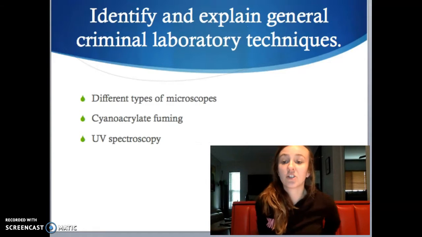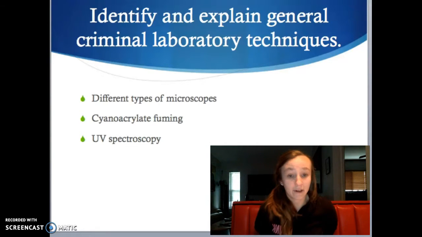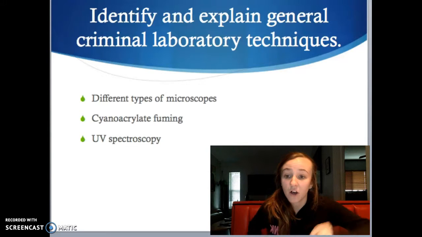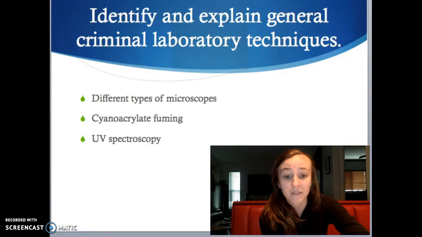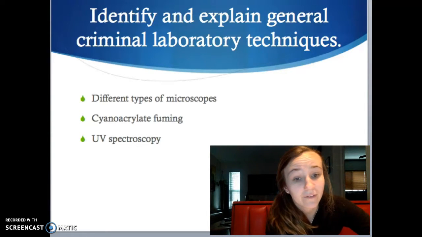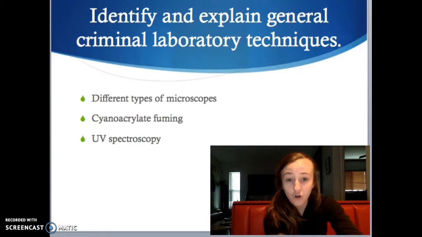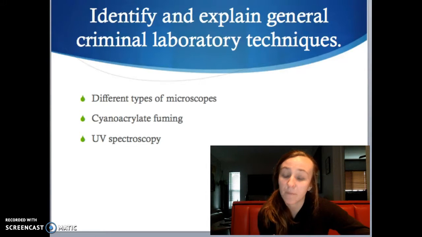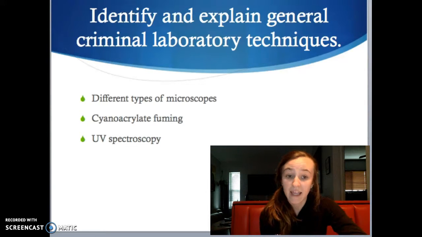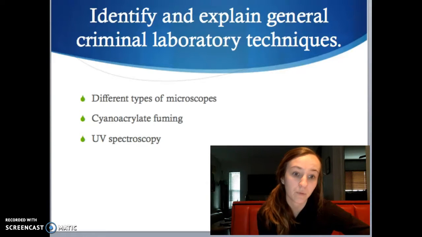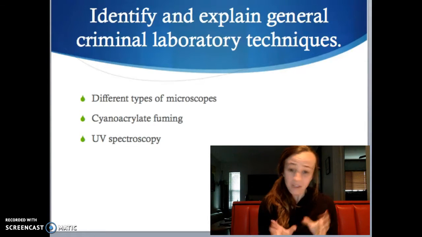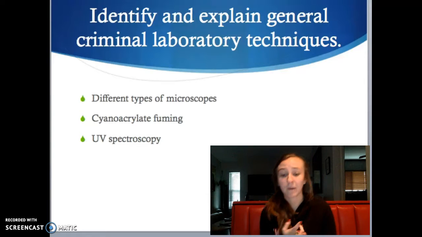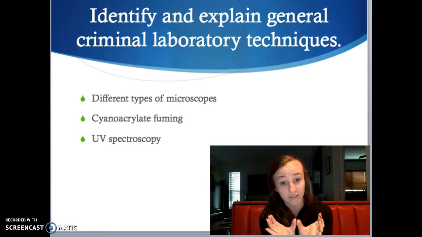Identify and explain the general criminal laboratory techniques. Okay, so the different types of microscopes that I found were compound light microscopes and comparison microscopes. The most used one is the compound light microscope, and then the comparison one is very important because you can use it to compare hair, bullets, anything like that, because they show side by side to each other.